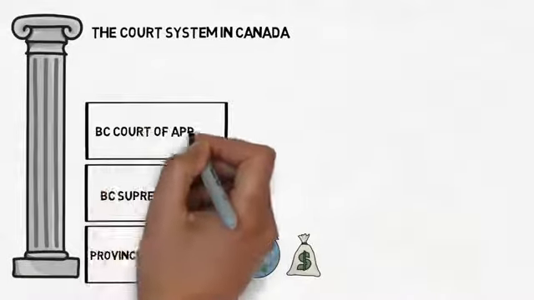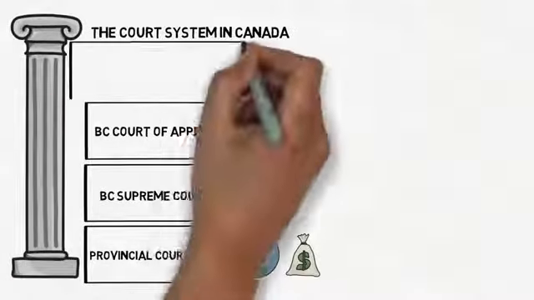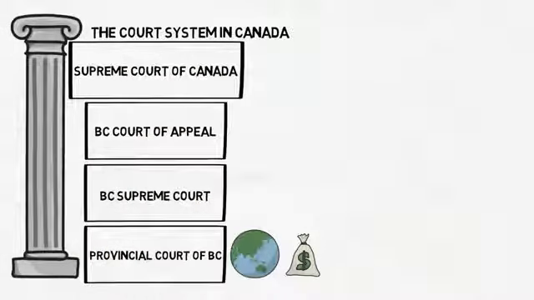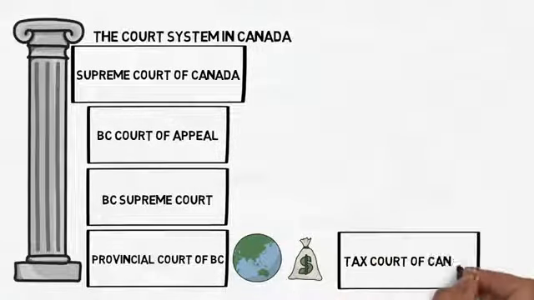Following that, we have the BC Court of Appeals, which is an appellate court where you review the decisions of previous courts. And lastly, we have the Supreme Court of Canada. This is a court that has 9 judges that reviews the decisions of previous courts if it has national importance.